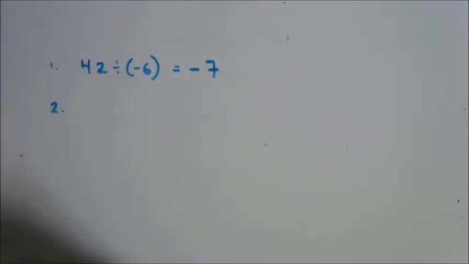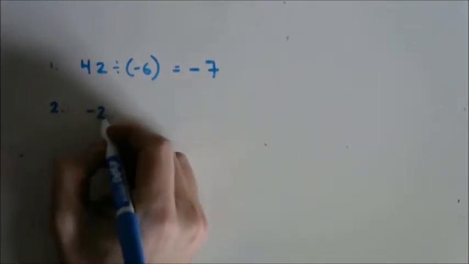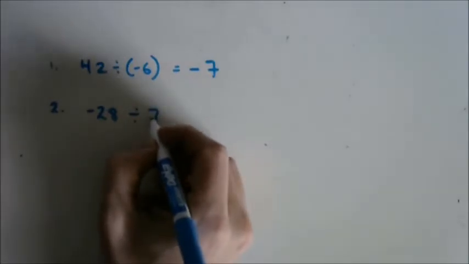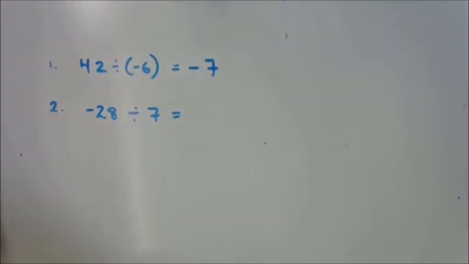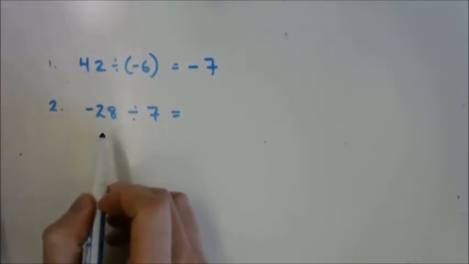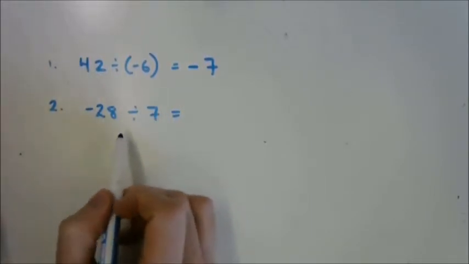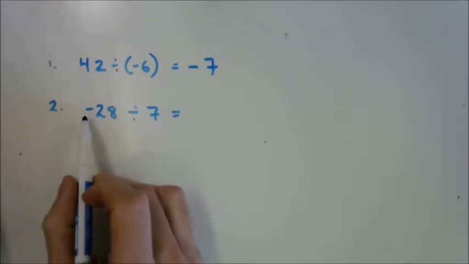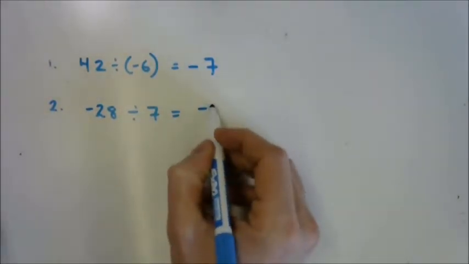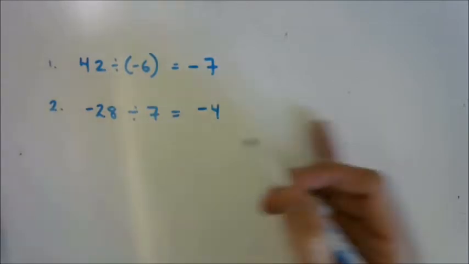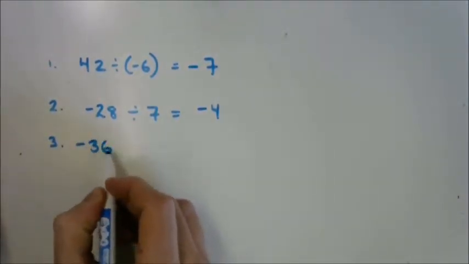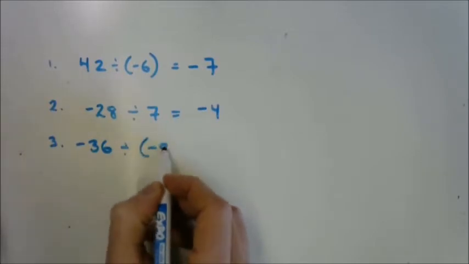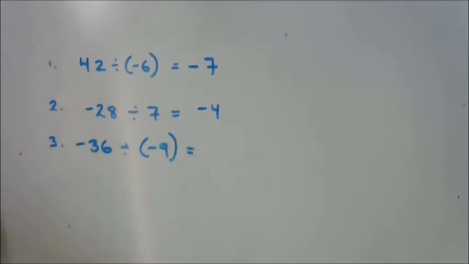Second example. Negative 28 divided by 7. Again, we know it's negative 4. 28 divided by 7 is 4. One of the factors, one of the parts of the problem in the numerator here is negative, so we know we're going to end up with a negative answer. Number 3. Negative 36 divided by negative 9. Positive 4.